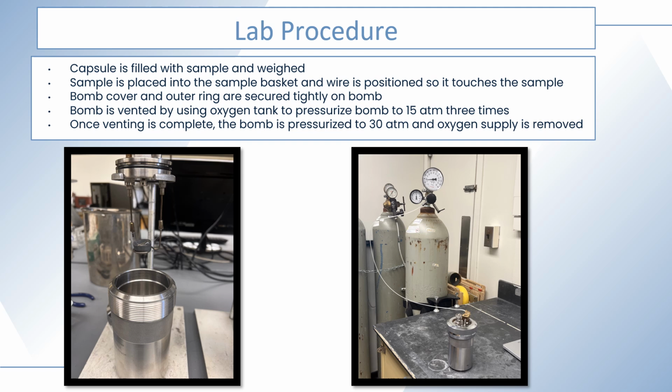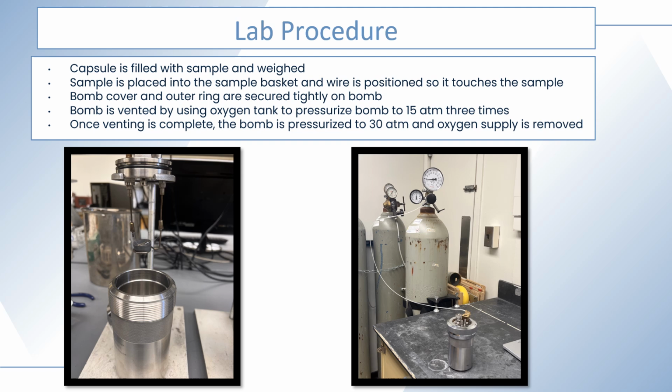So let's get into the procedure about how exactly this was done. So first, a gel capsule was taken and filled with the sample of either cyclohexane or CDDT and weighed. Then the sample was placed into a sample basket above the bomb, and the wire is positioned so that it just touches the top of the sample, but not the bottom of the sample basket.